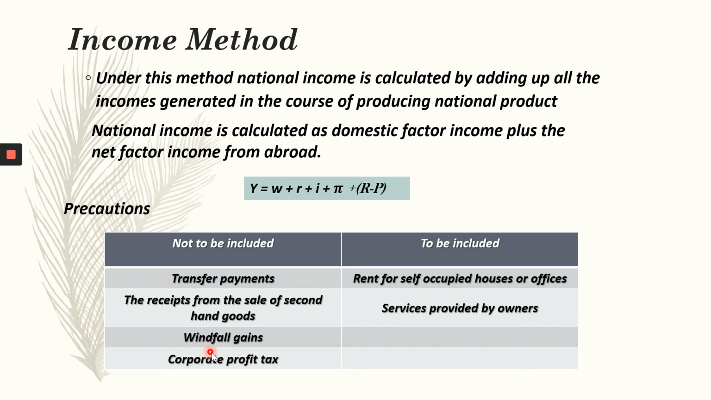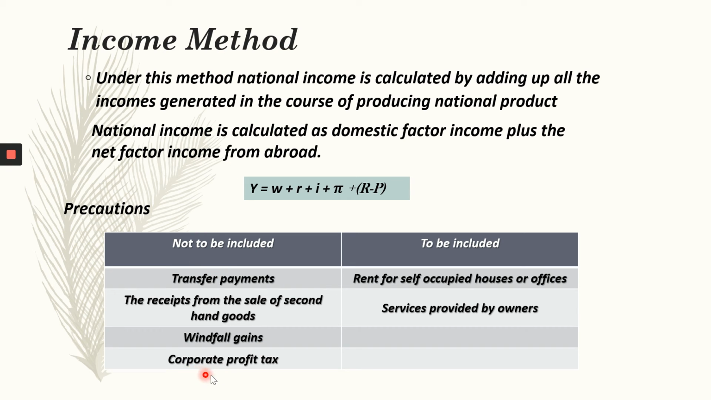Next one is windfall gain. What do you mean by windfall gain? Unexpected gain in the income is called a windfall gain. Suppose an ordinary person goes to a shop and buys a lottery ticket for 5 rupees. When the results are announced, he is announced as a winner, and he gets 1 crore. This is called a windfall gain, an unexpected gain in the income, which could be due to winning a lottery. So this amount cannot be counted in the national income.